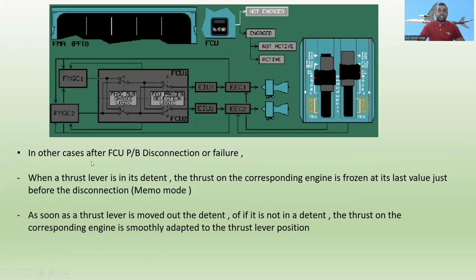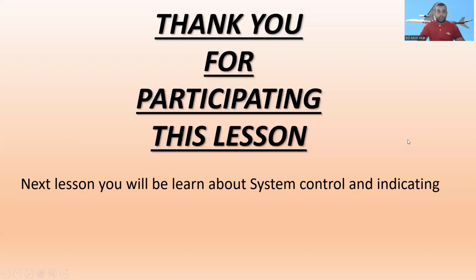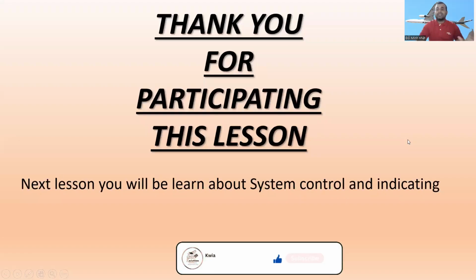In other cases, after flight control unit pushbutton disconnection or failure, when the thrust lever is in a detent, the thrust on the corresponding engine is frozen at its value just before the disconnection. It's like memo mode. As soon as the thrust lever is moved out of the detent, or if it is not in a detent, the thrust on the corresponding engine is smoothly adapted to the thrust lever position.